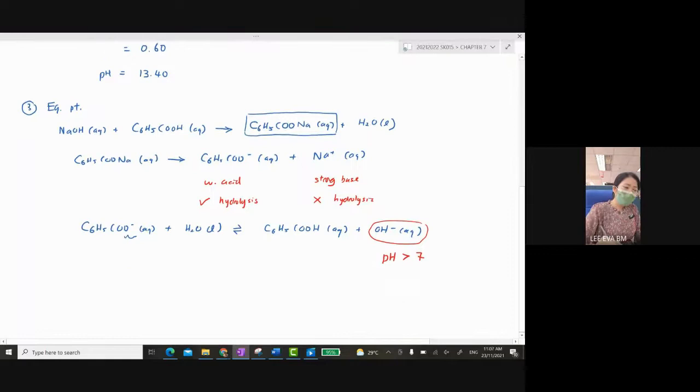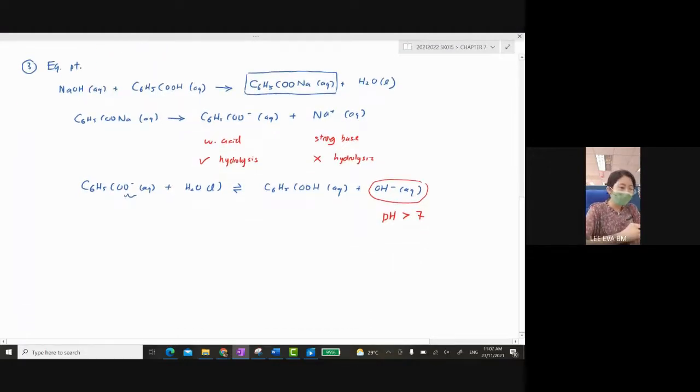All right, and the second part in your step 3 is to find the volume of our titrant. So in this case, the titrant is our weak acid.